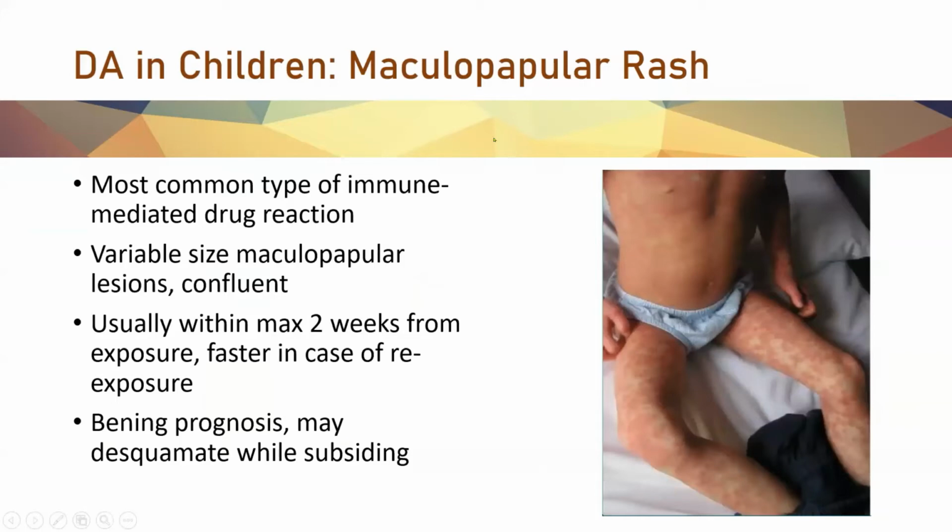So the next type of reaction is a maculopapular rash. Morbilliform eruption is the most common type of immune-mediated drug reaction. So the rash can affect different parts of the body. Usually it's less severe on the face. There are maculopapules, sometimes confluent with variable size, usually maximum within 2 weeks, but can be faster when the patient is re-exposed to the same drug.